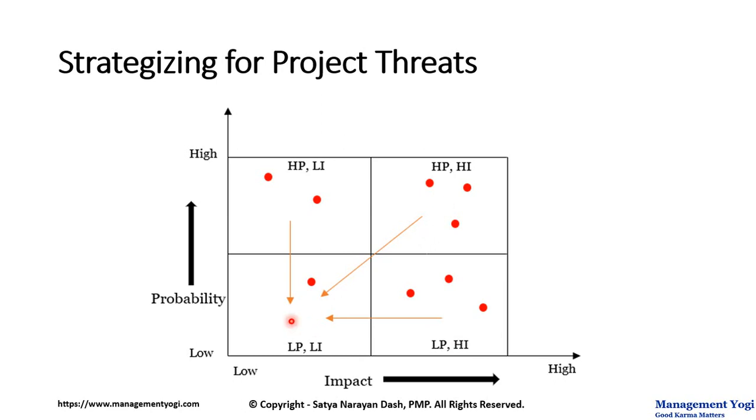Whatever risk response strategy you are going to use, this is going to be your fundamental concept, that you are going to pull down the probability and the impact value and then try to put them into this zone, that is low probability and low impact zone.